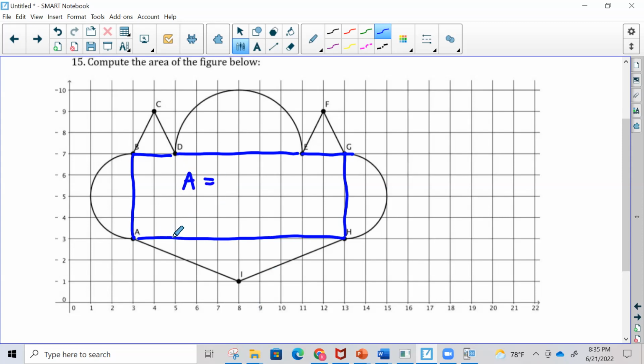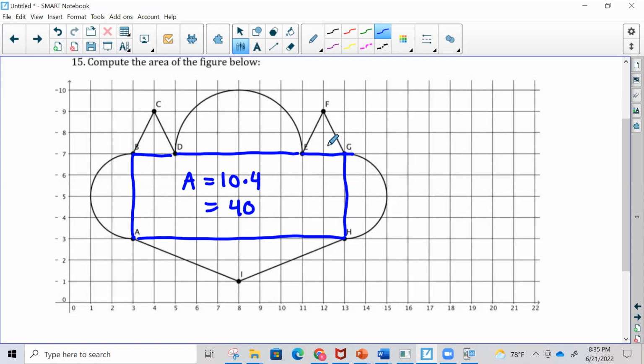So we count the length, 1, 2, 3, 4, 5, 6, 7, 8, 9, 10. And then we multiply it by the width, 1, 2, 3, 4. And so we get that area is 40. So then we'll do the triangles.